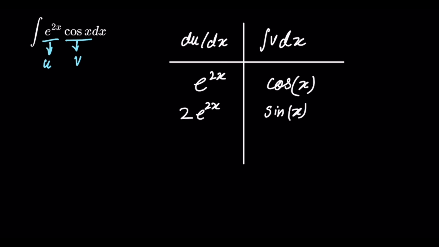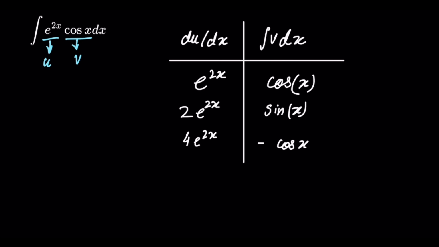Now we can see that we have e power 2x and sine of x. We'll have to take one more derivative and one more integral because this row still doesn't match the first row of the table. Then taking the derivative becomes 4 e power 2x, and the integral of sine becomes minus cos. Now, ignoring the coefficients and the signs again, you can notice that we have e power 2x here and cos of x here, which matches the function in the first row. So we're going to stop the differentiation and integration here.